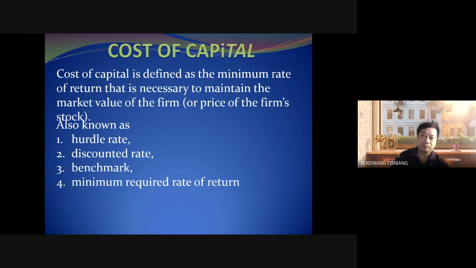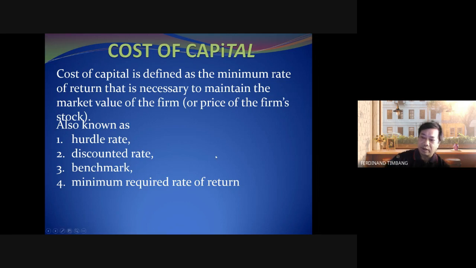Minsan depende lang sa usage, but actually, the computation for the cost of capital would be the same, whether we use that as a hurdle rate, or a discounted rate, or a minimum required rate of return. So if you are investing, the cost of capital can be termed as minimum required rate of return. But if you want to get the present value, we can use the cost of capital as the discounted rate. Kaya minsan nakakalito siya kasi the computations are basically the same, and then the terms being used are sometimes different. But actually, they are just functioning the same. So depending na lang sa situation, kung sa bonds, sa stocks, if you're investing or you are borrowing.